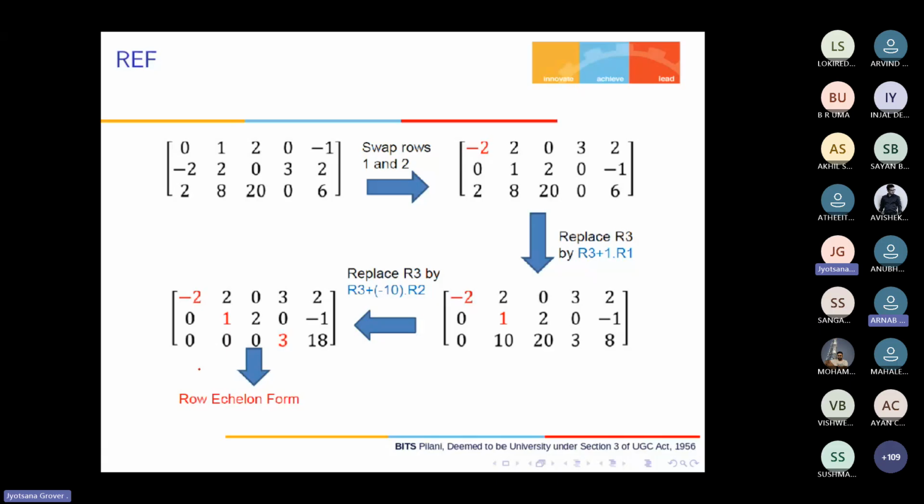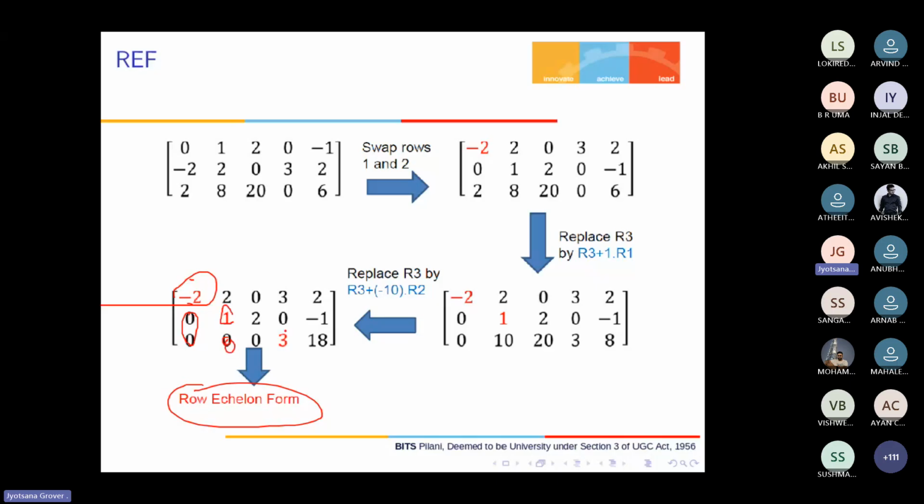Yes, this is the leading entry row. The leading property is matching now. All the leading numbers are in the next row. There are three properties. The first property is the entries below the leading entries are 0. So this is the leading entry, and the entries below it are 0. Entries below this, the leading entry of row 2, are also 0.